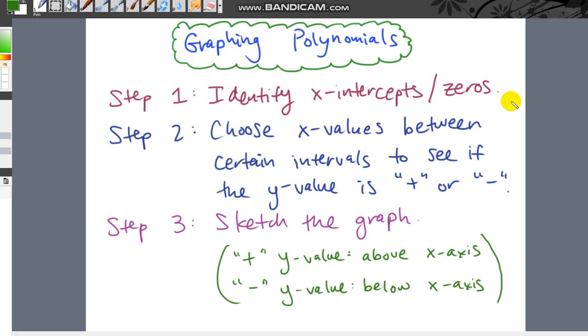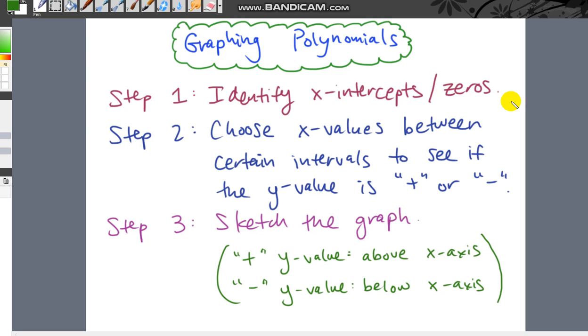Hello! The purpose of this video is to show you how to graph polynomials. Generally, we're going to create a rough sketch of what a function looks like without actually having to graph it on Desmos. The first step is to identify any x-intercepts or zeros. They are the same thing.